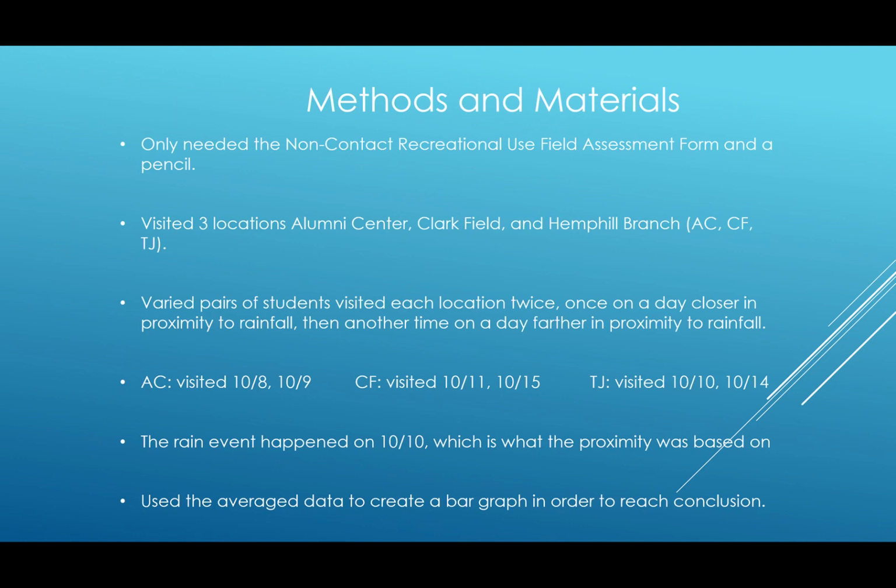So the actual rain event that we're basing this on was on October 10th. If you see each of the 2 times that they were visited, it can tell you which one was closer in proximity and which one was farther in proximity. And that's how the results were going to be based off of. So these varied pairs of students each went down to each location. Each location was visited twice, once closer in proximity based on that rain date and once farther, and then all of the data was used to average to create the bar graph, which will reach a conclusion, and then obviously we would go through the analysis of it, which would be the t-test, and that would sort of conclude the data we would see.